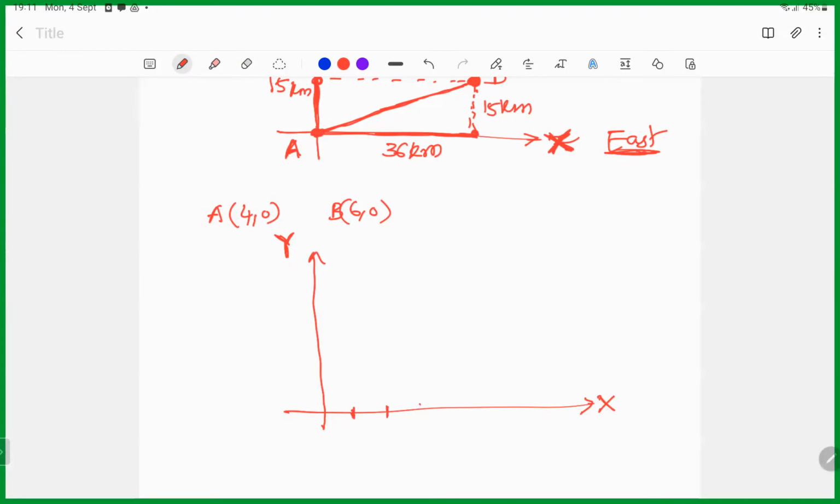1, 2, 3, 4, 5, 6. 1, 2, 3, 4, 5, 6. And then 1, 2, 3, 4, 5, 6, 7, 8. Okay. So what are the points now? (4, 0), (6, 0). This is point A, this is point B. Let's take this origin as O.